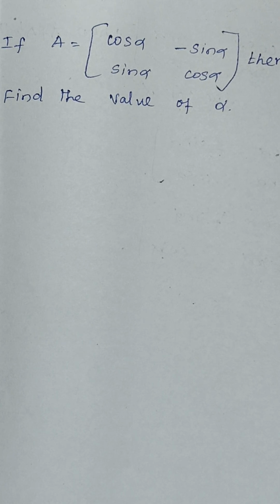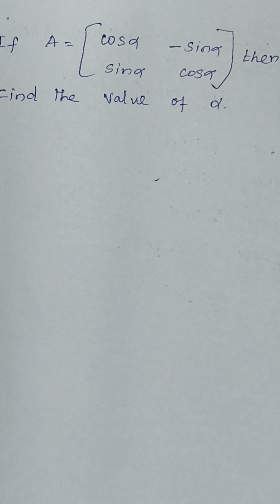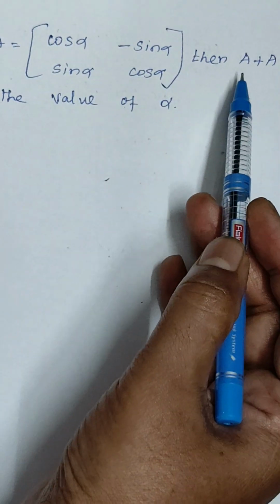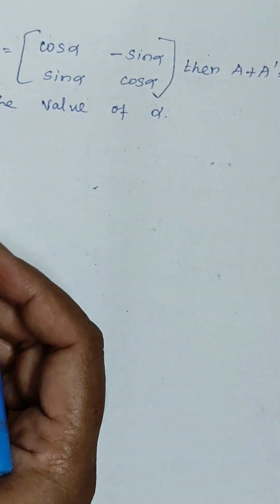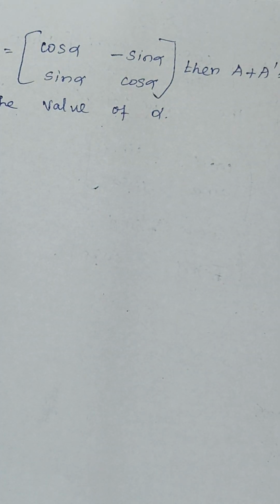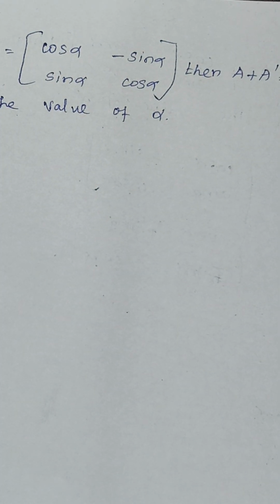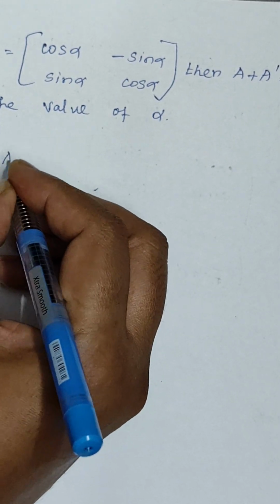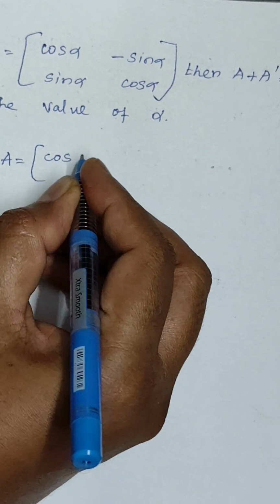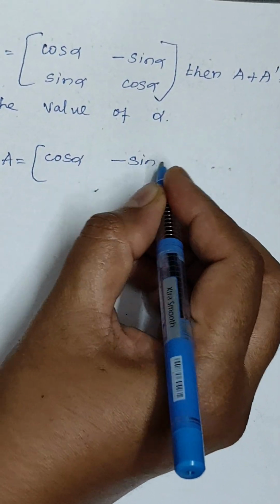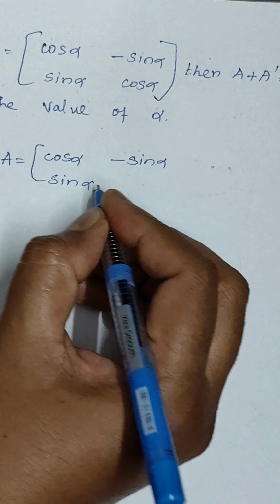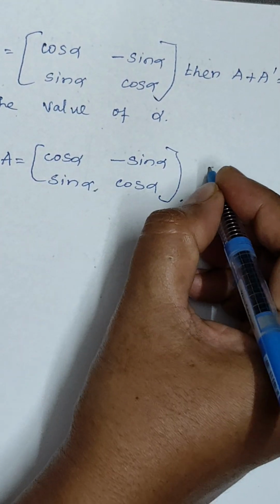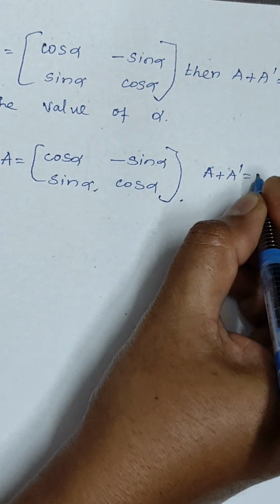The chapter is matrix. If A equal to cos alpha, minus sin alpha, cos alpha, then A plus A dash equal to I. Here it is asked to find the value of alpha. What are the conditions here? The matrix A is given. The matrix A equal to cos alpha, minus sin alpha, and cos alpha. Then the another condition given is A plus A dash equal to I.